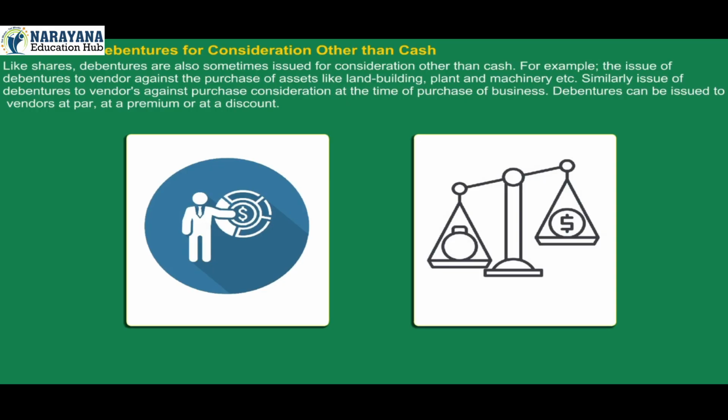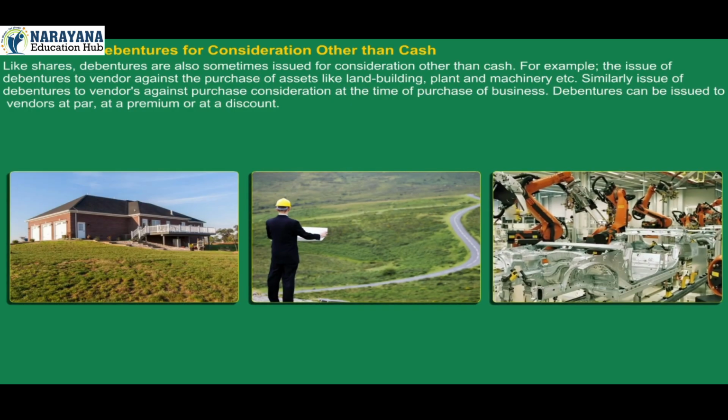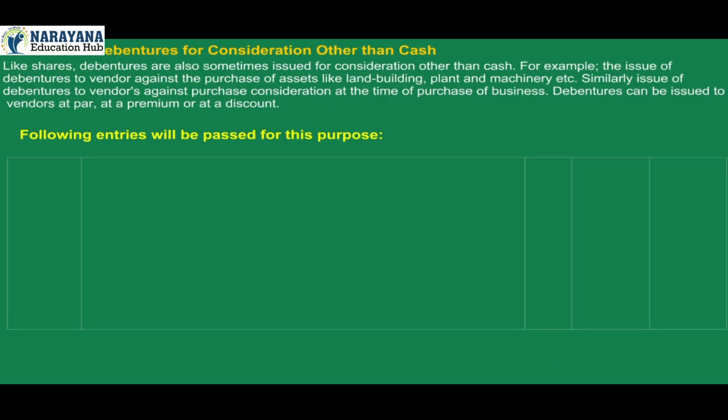6. Issue of debentures for consideration other than cash. Like shares, debentures are also sometimes issued for consideration other than cash. For example, the issue of debentures to vendor against the purchase of assets like land, building, plant and machinery, etc. Similarly, issue of debentures to vendors against purchase consideration at the time of purchase of business. Debentures can be issued to vendors at a premium or at a discount. Following entries will be passed for this purpose.